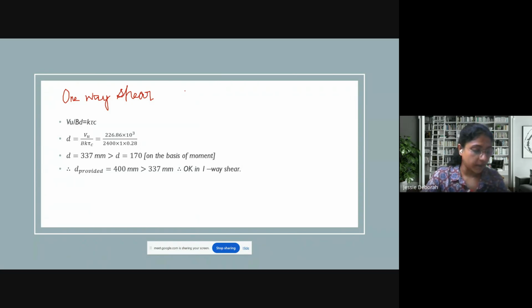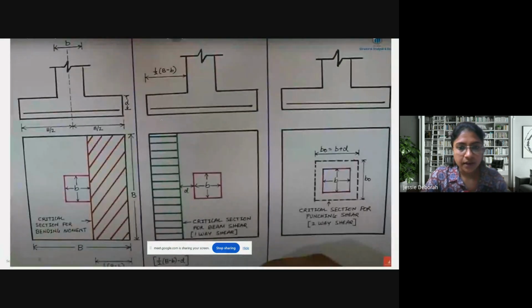There is a formula for this. But before going to that, I'd like to take you back to this place. This is your column. This is the critical section for bending moment we took. Now, when you are going to check for one way shear, shear will happen at d distance from the face of the column. The critical section for a beam shear is always at d distance.